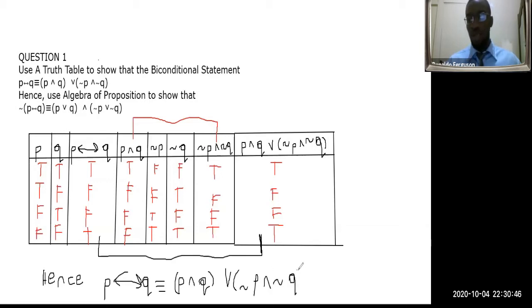So we've just shown it now. Alright? So we just showed it. So the biconditional statement is logically equivalent to that statement. Right? Given that their truth results are the same. Now it says hence, use algebra of propositions to show this. Hence, meaning we're going to use this result to prove this. So let's do that.